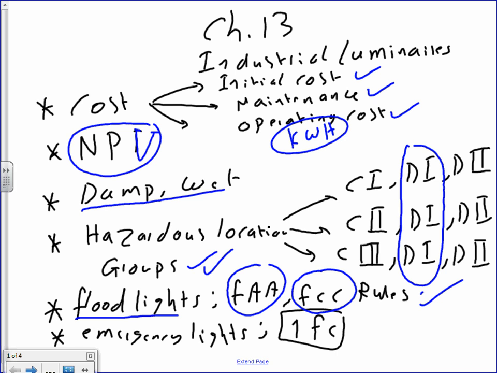Group, thank you. So it goes A, B, C, D, and then E, F, and G. A, B, C, D are for Class 1, the gases. And E, F, G are for the dust.